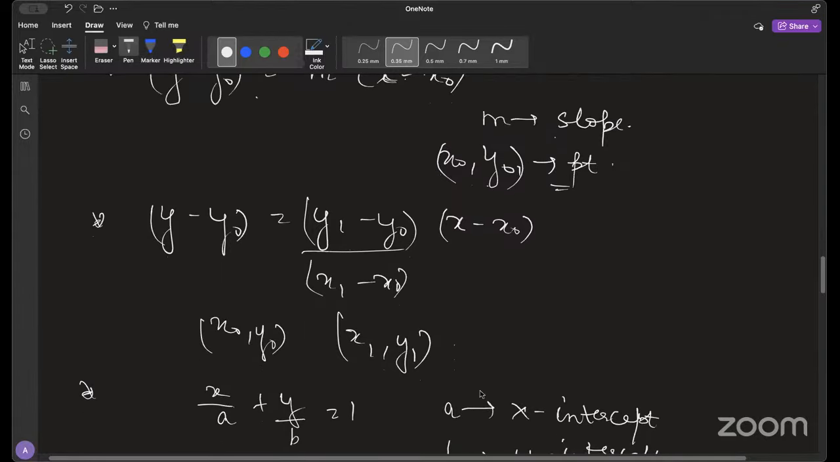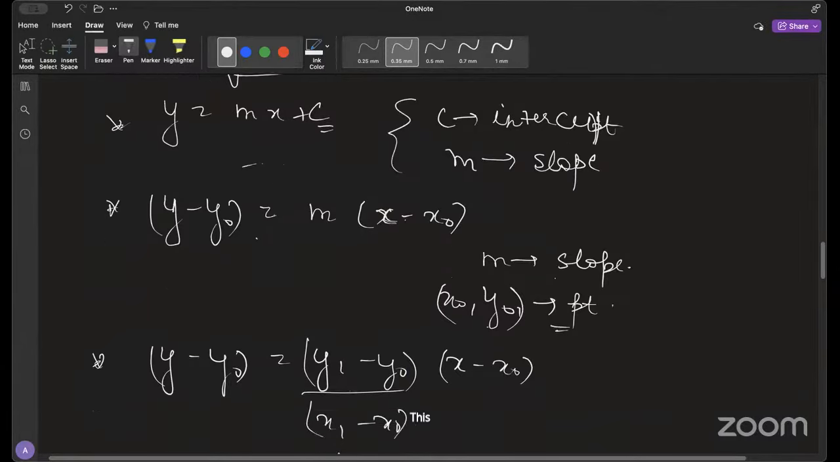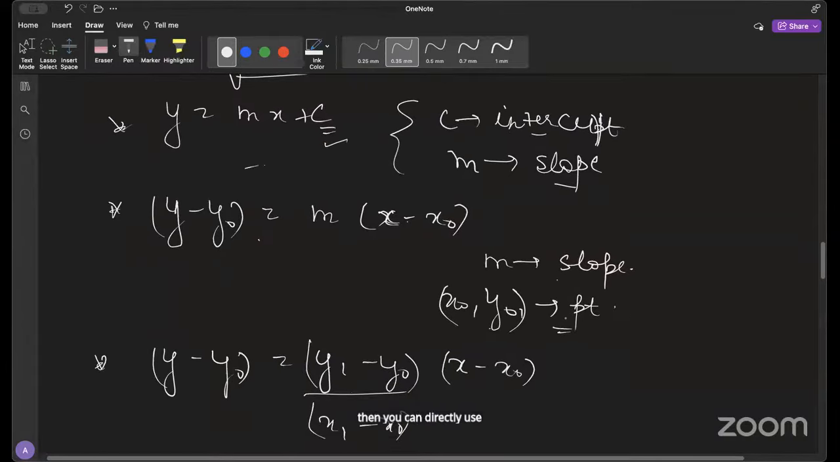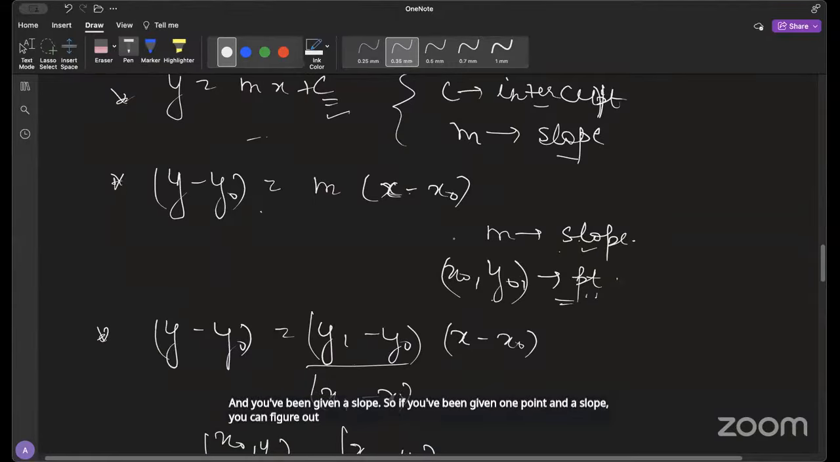This is when you've been given the slope and the intercept. Then you can directly use this one. This is when you've been given a point and a slope. So if you've been given one point and a slope, you can figure out the equation of a line.